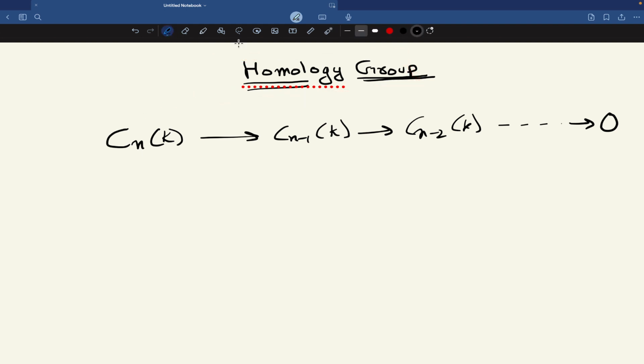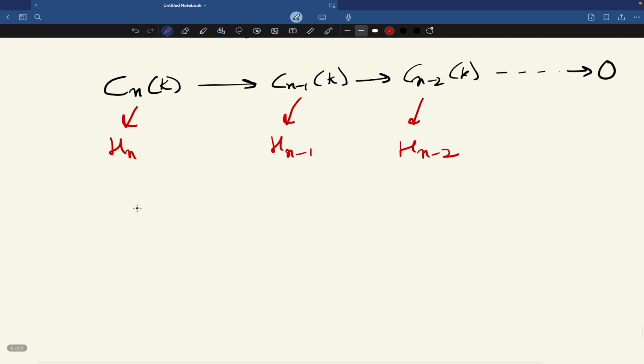So corresponding to this particular chain group, we have homology group Hn, right? And corresponding to this chain group, we have homology group Hn minus 1. For this, we have homology group Hn minus 2. So for each chain group, we have a homology group. But how do we find and define that homology group? For that, we have to learn two more things.